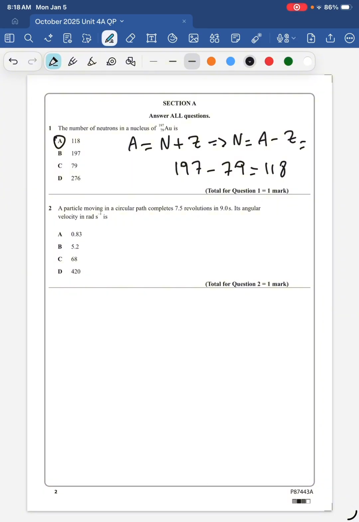So, question 2. A particle moving in a circular path completes 7.5 revolutions in 9 seconds. Its angular velocity in radians per second is... So omega is 2 pi times the frequency, and whenever we are given revolutions in some time, that's the frequency. So we have 2 pi times 7.5 revolutions in 9 seconds, and if we work this out, we find 5.24 radians per second, which is option B.